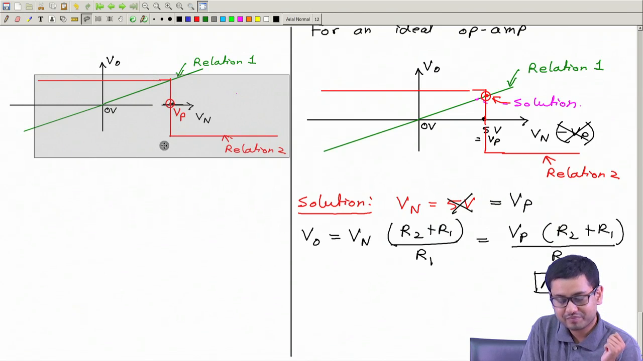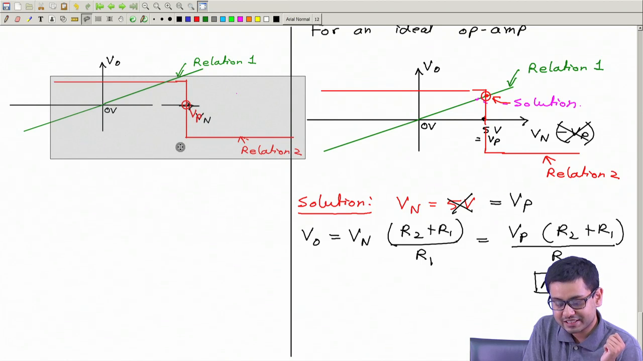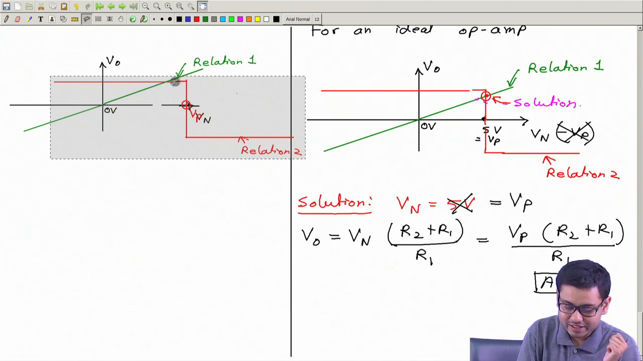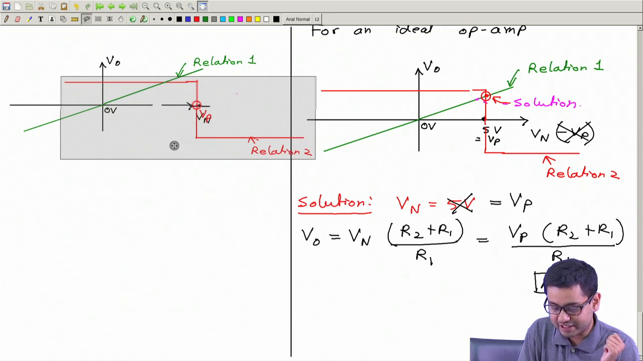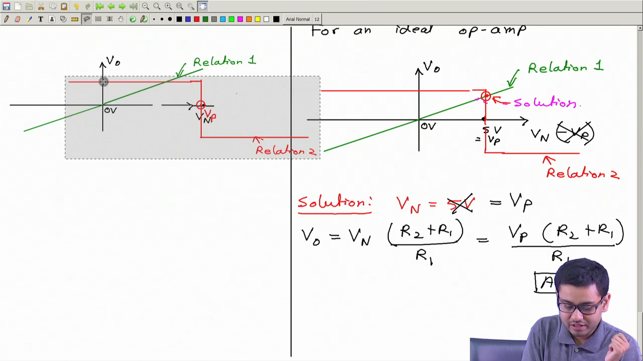until at this point. After this, you see output is not going to increase, because now the intersection of the green and the red curve is here at this saturation region, the flat region. So even if I move this Vp further and further, the solution is at this point, which is constant, Vo equal to constant, and constant at the value, what is this? This is plus V supply. So it's not going to change.